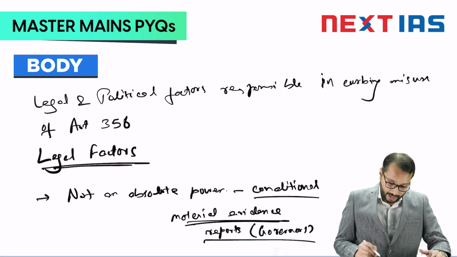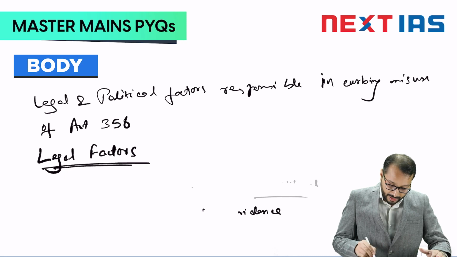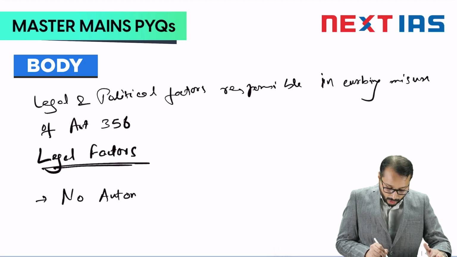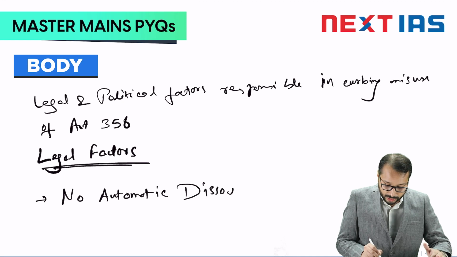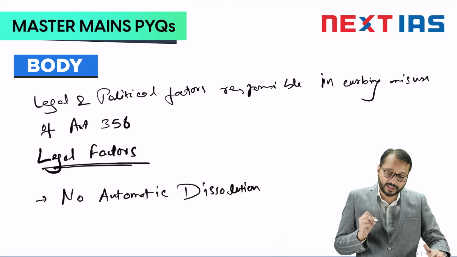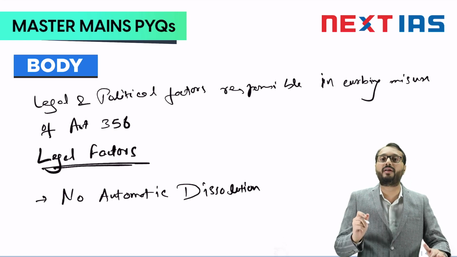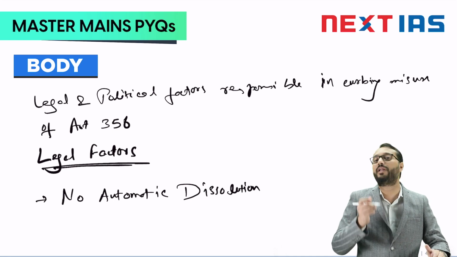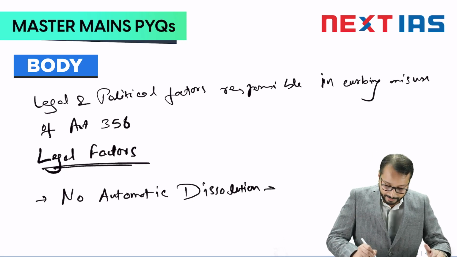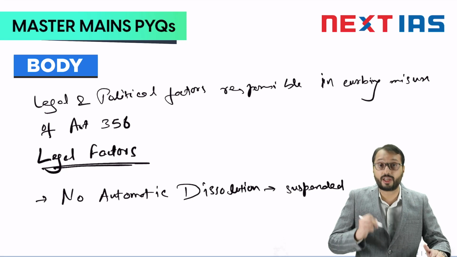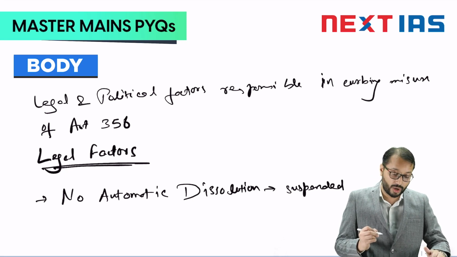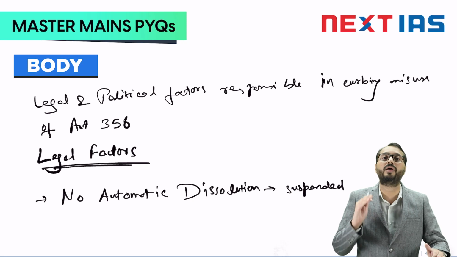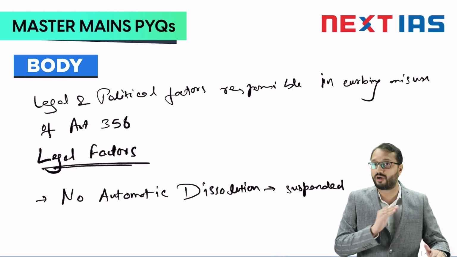The next important observation made by the court in this particular judgment was no automatic dissolution, right? The Supreme Court stated that the power conferred under 356, through which the president can dissolve the legislative assembly, cannot be exercised immediately. He can keep the house suspended, but he cannot dissolve the legislative assembly immediately. Unless the proclamation is approved by both the houses, the president can merely keep the assembly in suspension and not dissolve it, right?